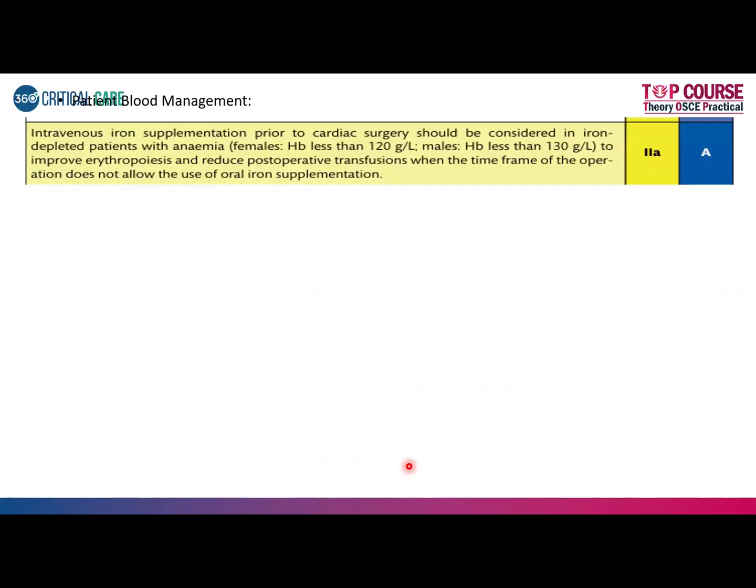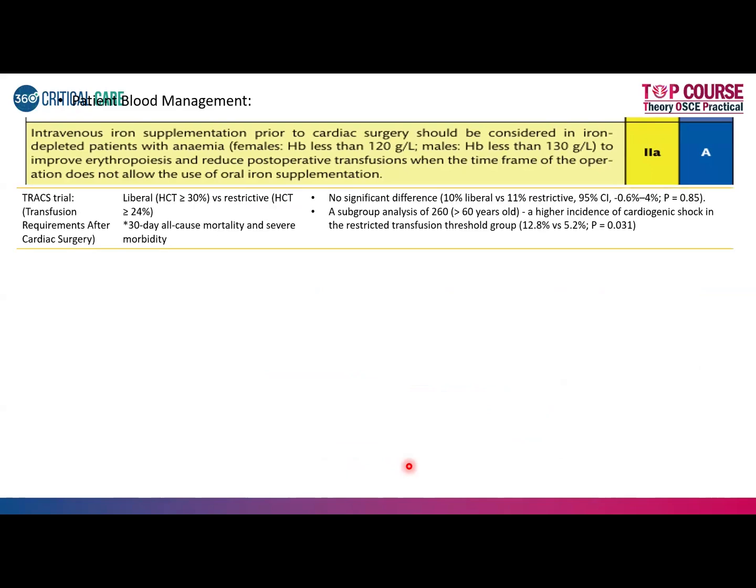So the patient might have a risk of having a higher residual heparin post-operatively, and maybe a higher risk of bleeding. So patient blood management, what is the target of hemoglobin? The target of hemoglobin is a gray area. While the guidelines say for females, the target should be kept at less than 12. For males, it should be kept less than 13. And IV supplementation has to be done.